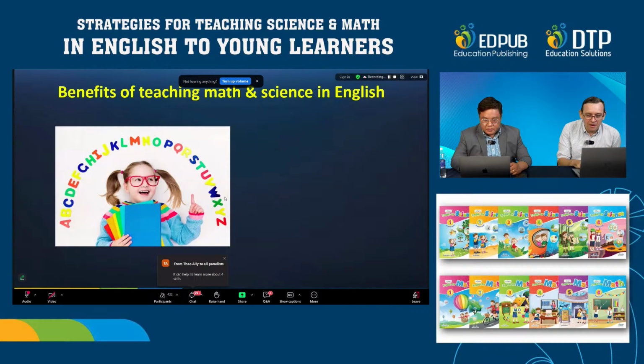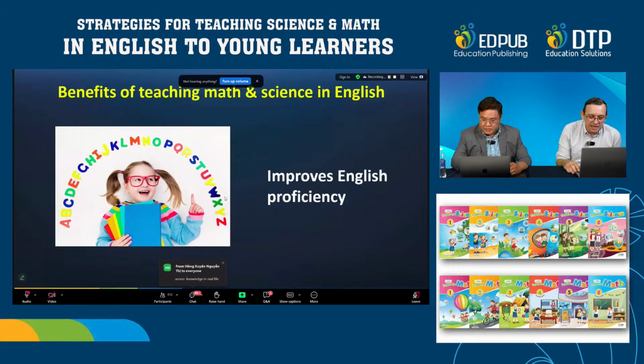Firstly, it improves English proficiency. When you're learning subjects like math and science in English, students have to work with specialized vocabulary and language, complex sentence structures, and it's also a more natural and effective way of acquiring English.